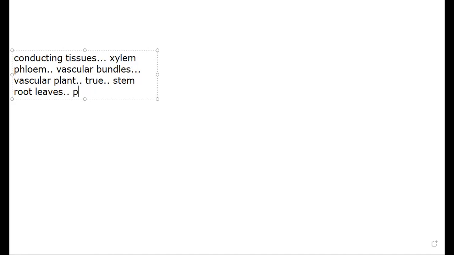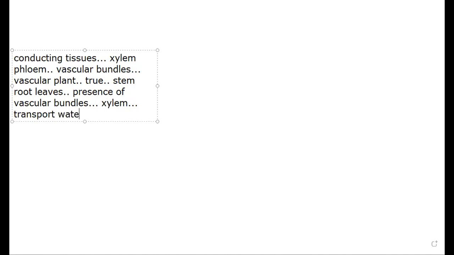Why? Because of the presence of xylem and phloem. When we come to the vascular bundles, the function of the xylem and the phloem is very different. The xylem helps to transport water from one part of the plant to another, and the phloem helps in the conduction of food from one part to another.